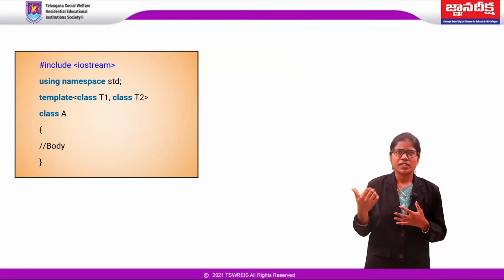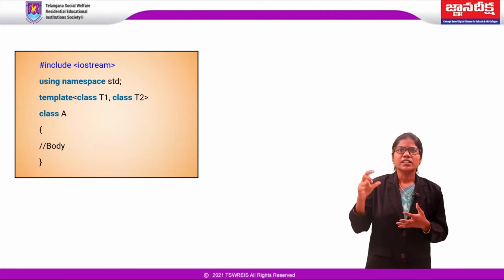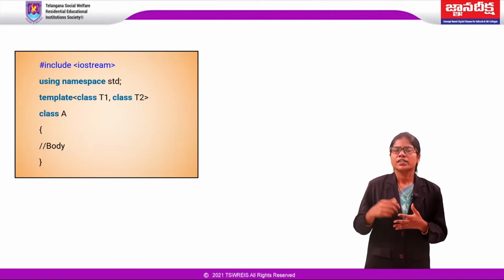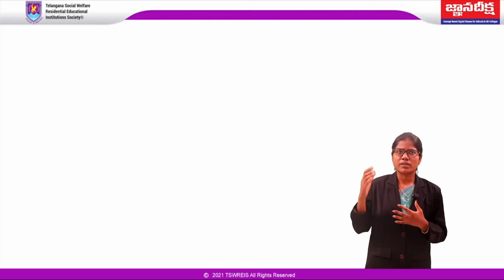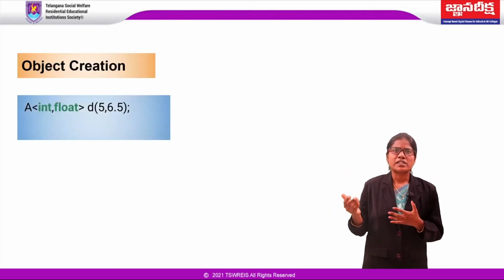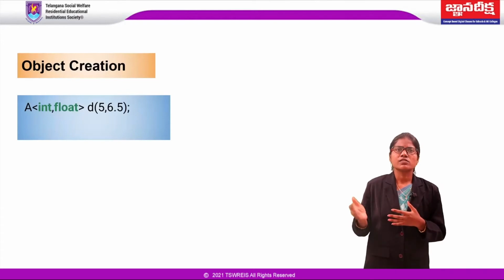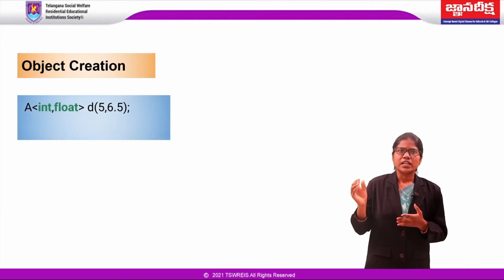Here A, capital A, is a class name. Generally we write class names with a capital letter, or if we have a multi-word name, the starting letter should be capital. And T1 and T2 are template parameters. For the previous class template, we can create an object like this. Class name A in angular brackets, specify int, float, space, object name. T1 will be replaced with int and T2 will be replaced with float.